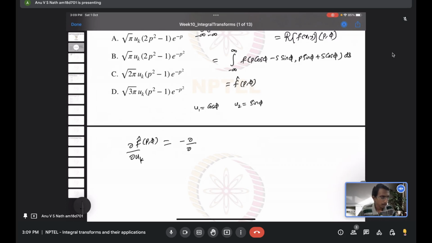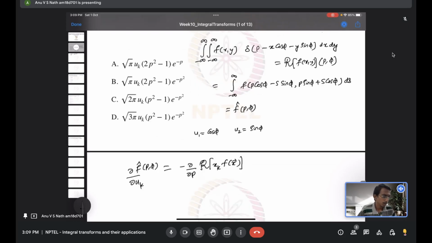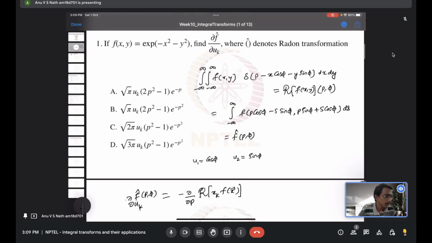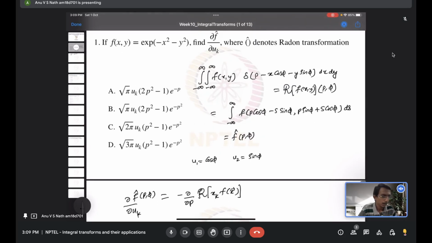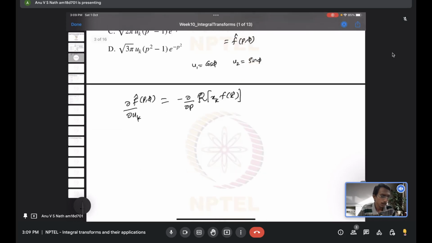As minus ∂/∂p of the Radon transform of the function multiplied with xk, and then basically we are taking the partial derivative with respect to p. So this is the property we can use to evaluate this particular problem. Here we have the function f as exponential of minus x square minus y square. First we need to evaluate its transform f cap of p comma phi, which is the Radon transform of the function exponential of minus x square minus y square.